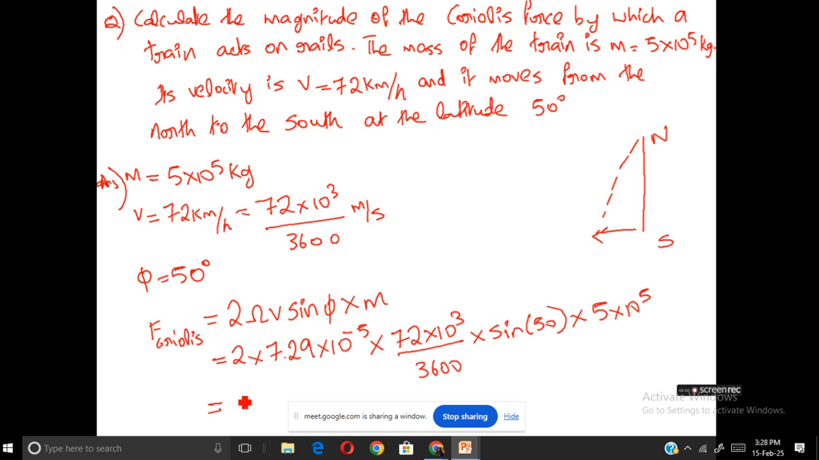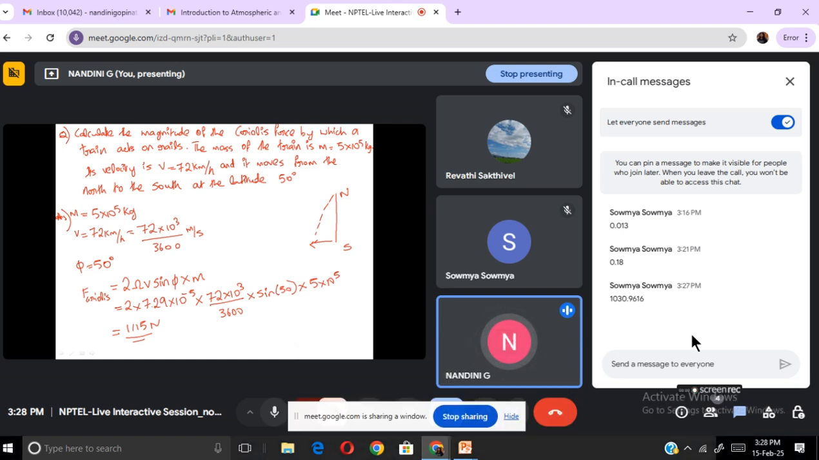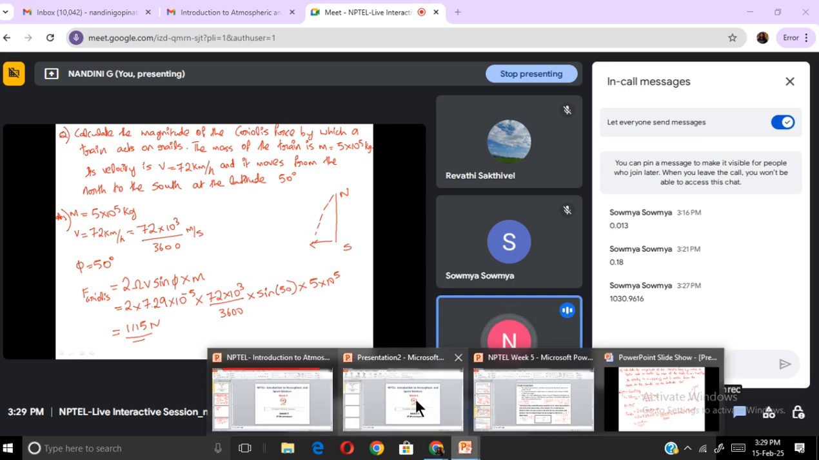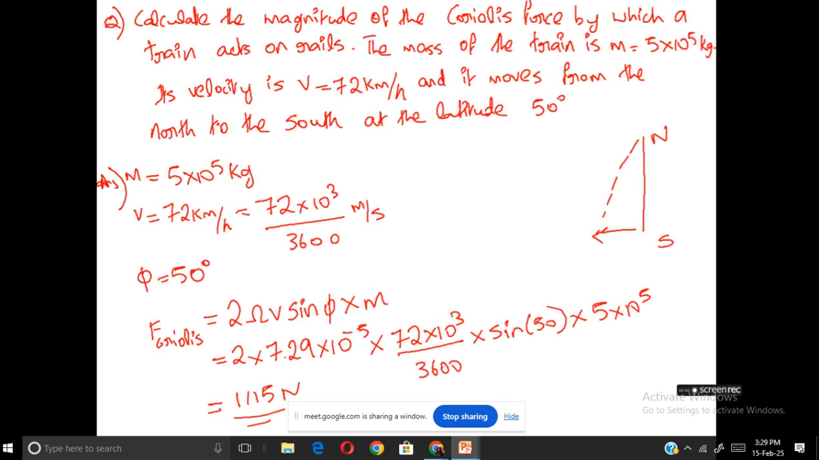So I'm getting a value of 1115 Newton or kilogram meter per second squared. Just check if it is right or something. I think Soumya is also getting a similar value, of the order of 1030, and I'm getting 1115. Just check. I don't know if I have made some mistake. If something is wrong, just let me know. I think it is correct. The value is coming around 1115 Newton or 1115 kilogram meter per second square.